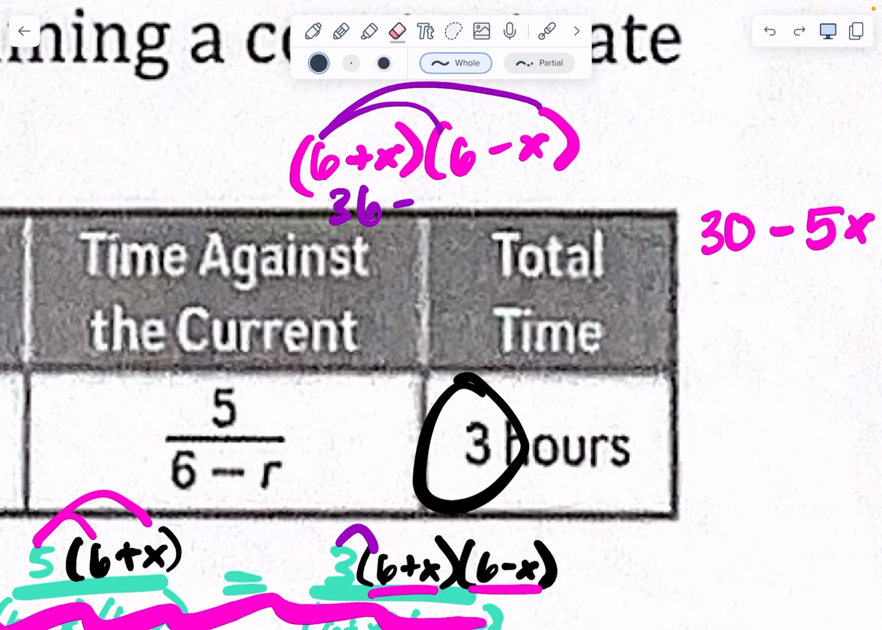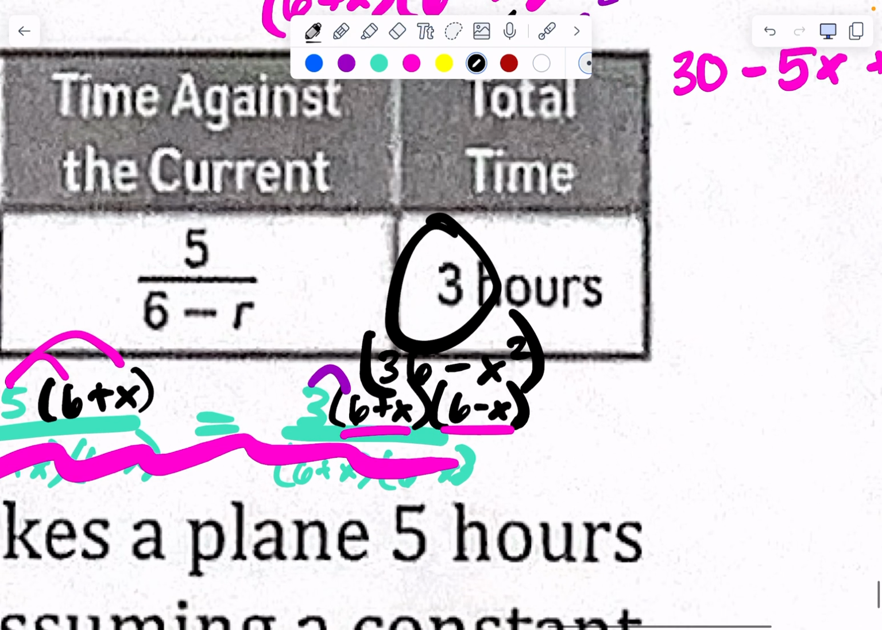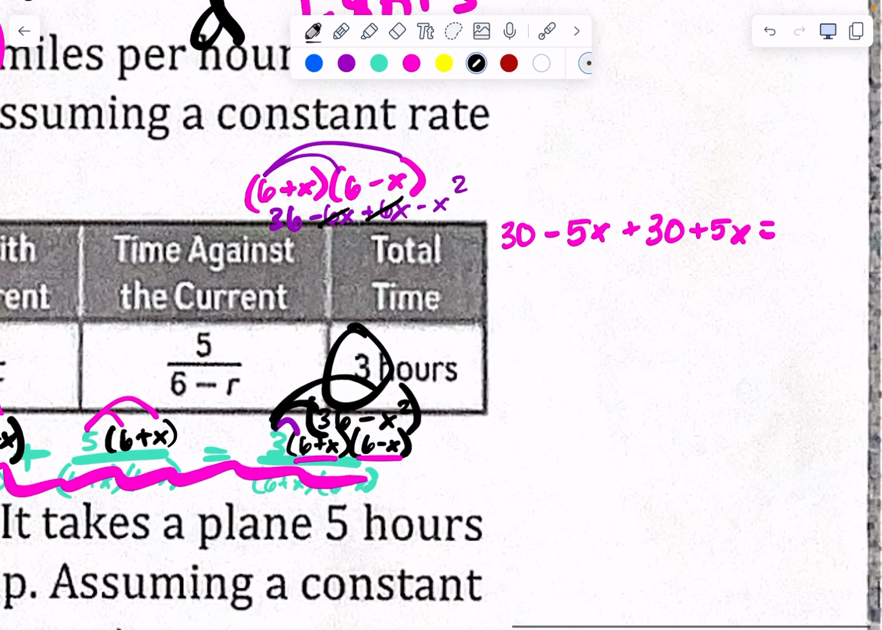Minus 6x, plus 6x minus x squared. What happens in the middle? Cancels. So now this is 36 minus x squared. Boys, this is a difference of squares like in reverse. Okay, now multiply by 3. 3 times 36 minus 3 times x squared.